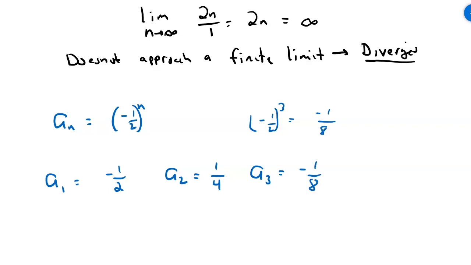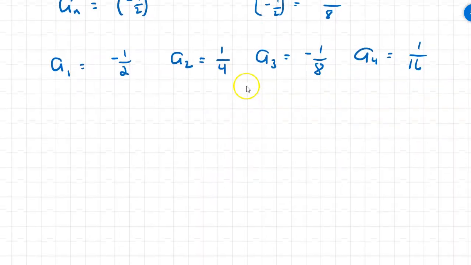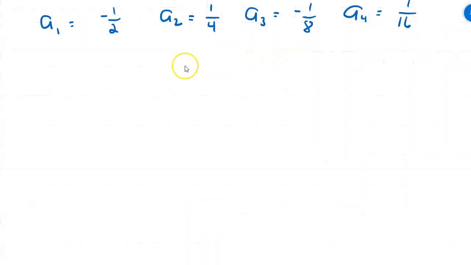So this looks like the signs keep alternating back and forth. A sub 4 then will be a positive 1 over 16 and so forth. So I've got negative half, positive quarter, negative eighth, positive sixteenth. All right, what's happening to this sequence? If I start making myself a list, my sequence goes negative, it goes positive, it goes negative, it goes positive.